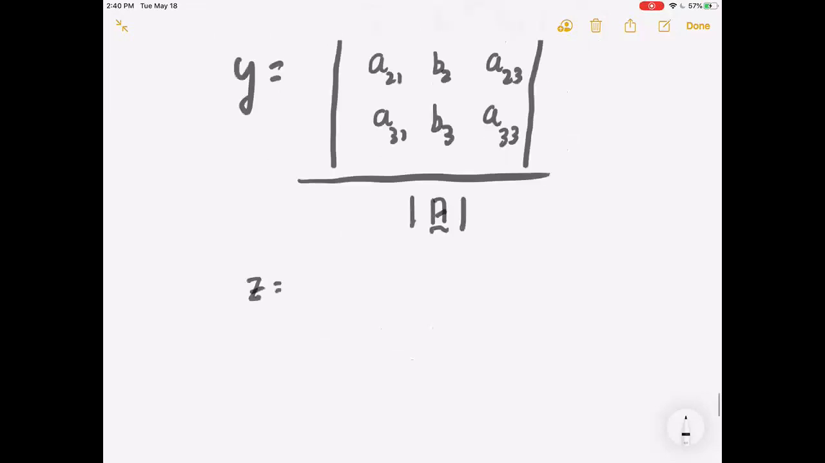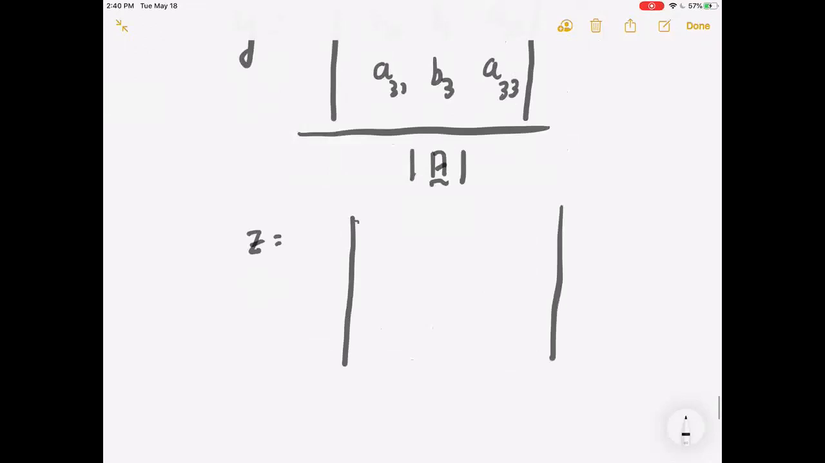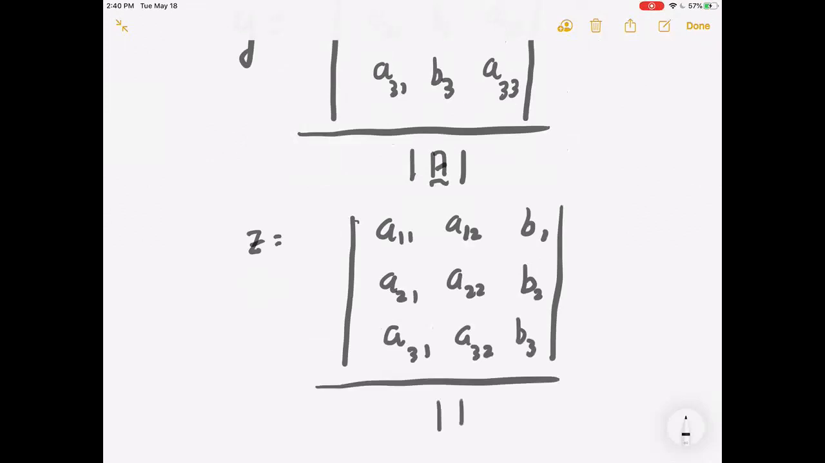And finally, Z. You can guess what it should look like, but I'll tell you what it is exactly. It is that. Note that 6 of the matrix elements are not changed. It's just the ones in the third column. And again, you divide this by the determinant of the coefficient matrix.